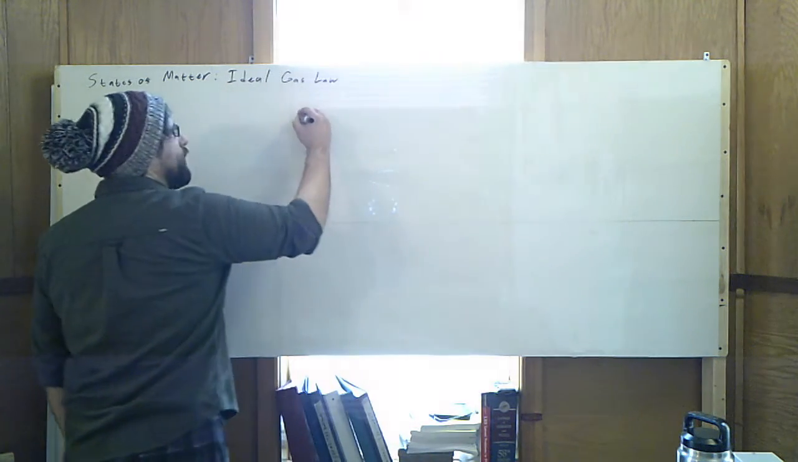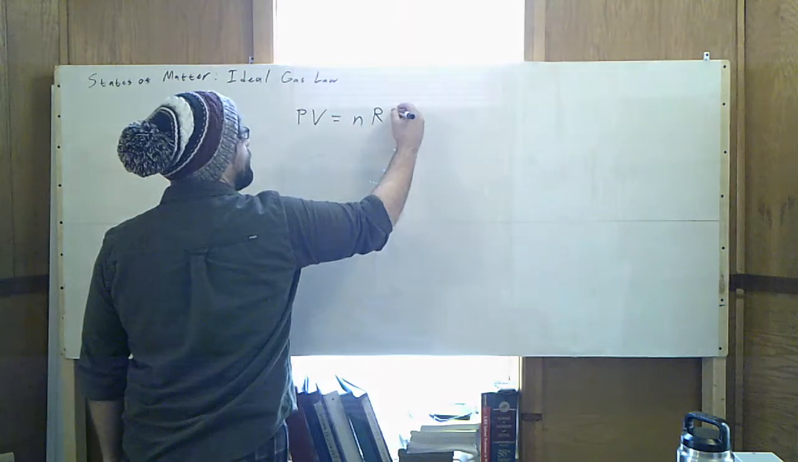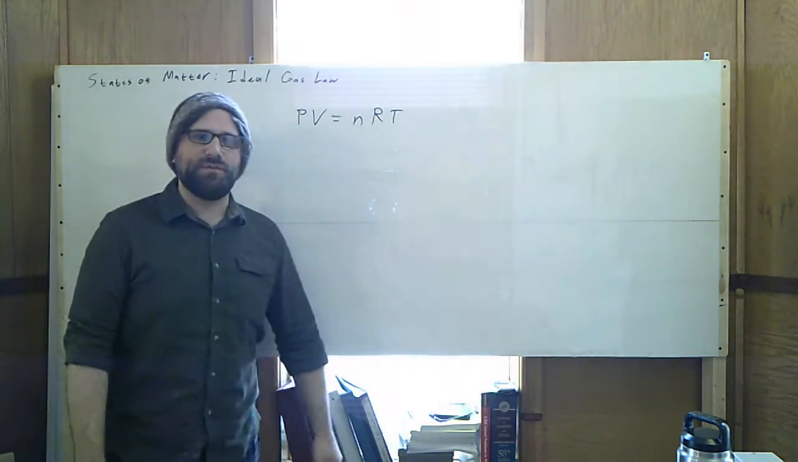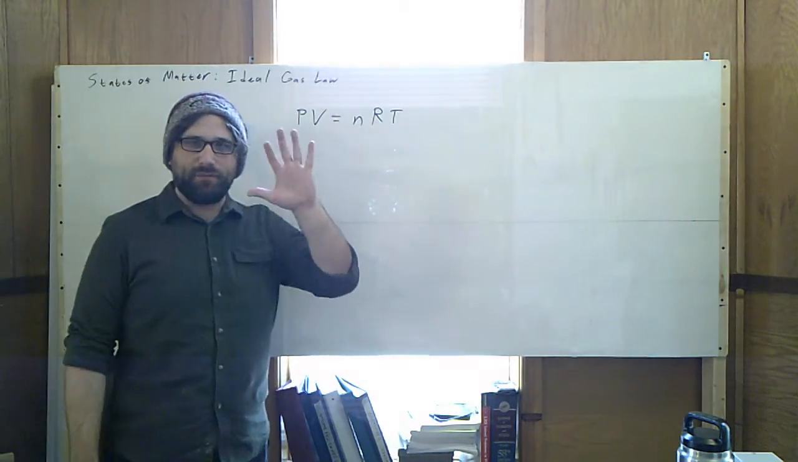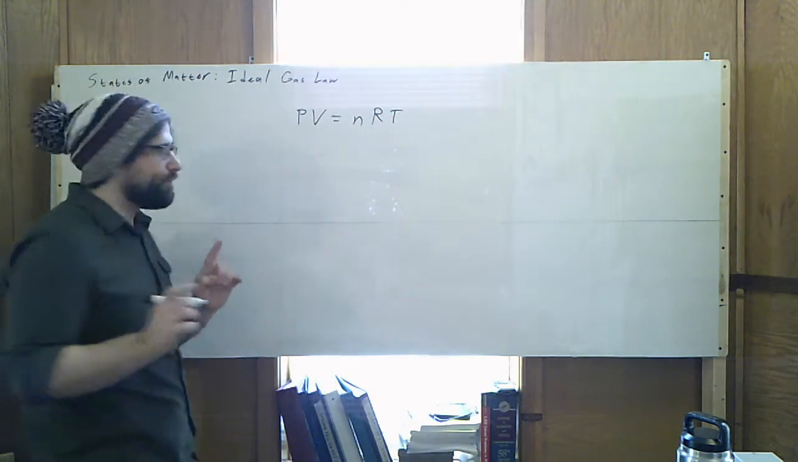The ideal gas law is represented by the equation PV equals nRT. We're going to look at each of these variables because right now this just looks like a confusing mess of 5 different things, but it's actually very comprehensive and incredibly useful.